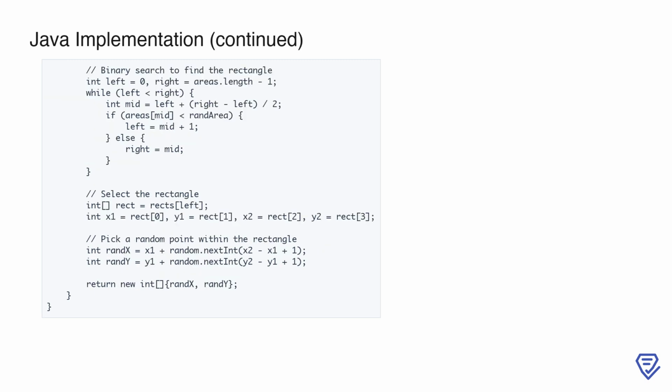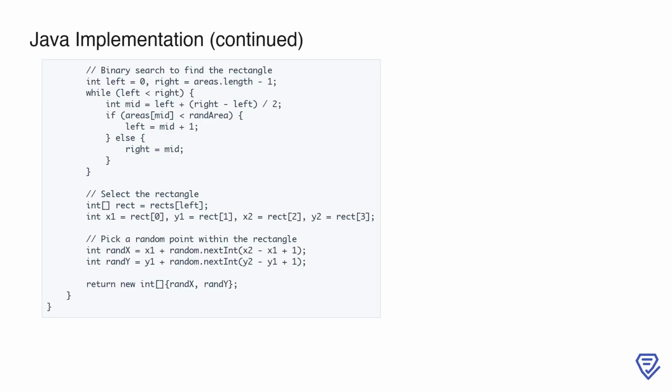Once the pick method is called, the first step is to generate a random area index within the range of 1 to total area. This random number corresponds to a weighted selection, where rectangles with larger areas have a higher likelihood of being chosen. To identify which rectangle this random area falls into, we use a binary search on the areas array. We initialize two pointers, left and right, representing the search range, and repeatedly calculate the midpoint index. If the cumulative area at the midpoint is less than the random area, we narrow the search to the right half, otherwise, we search the left half.